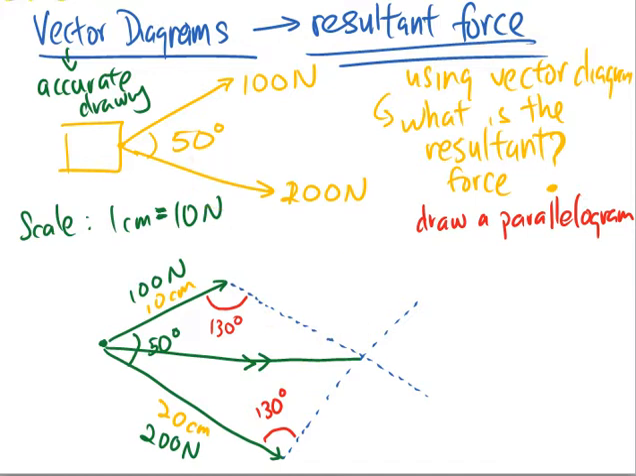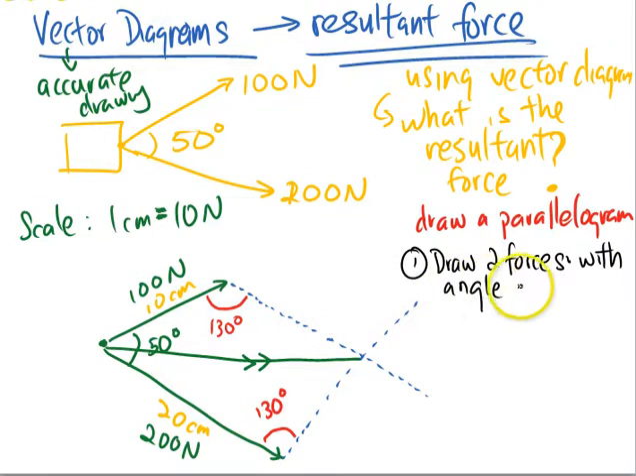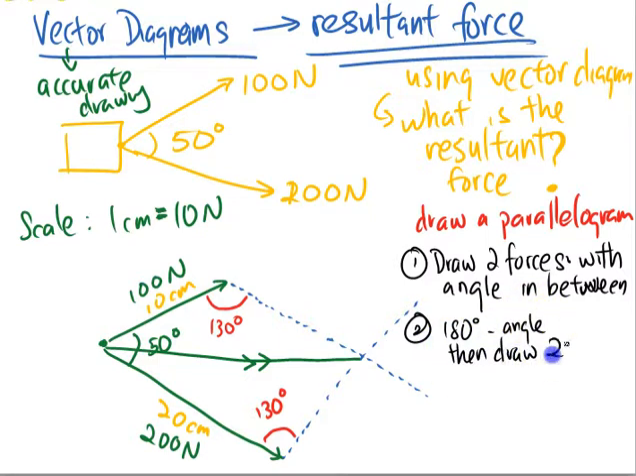So think about it. What are the steps that I do? First, I draw two forces with an angle in between. Second, I take 180 degrees minus the angle, then draw two additional lines. In this case, these additional lines are dotted lines.